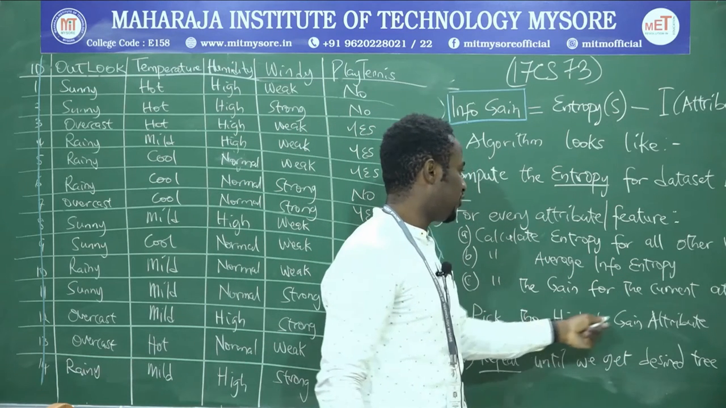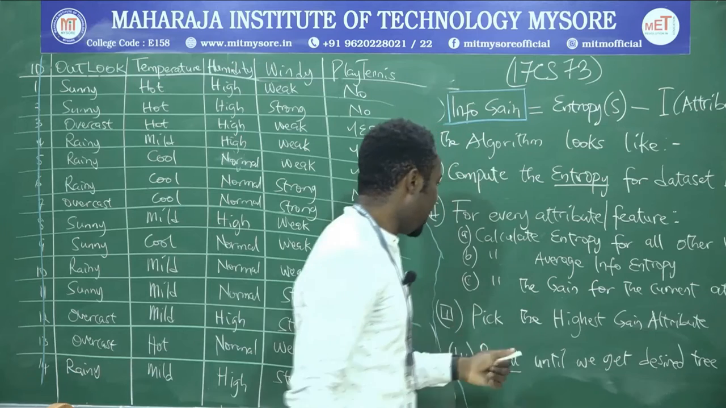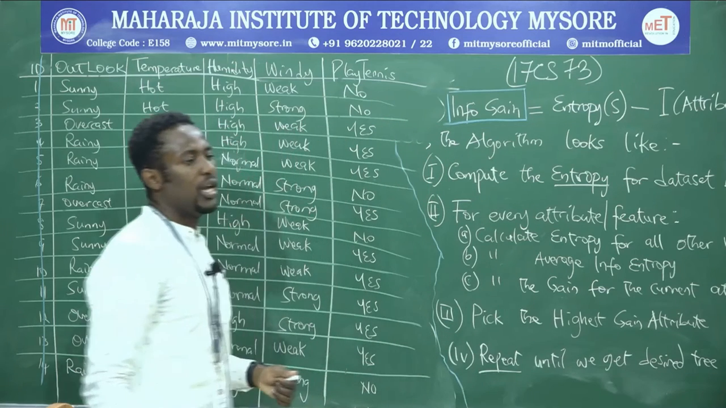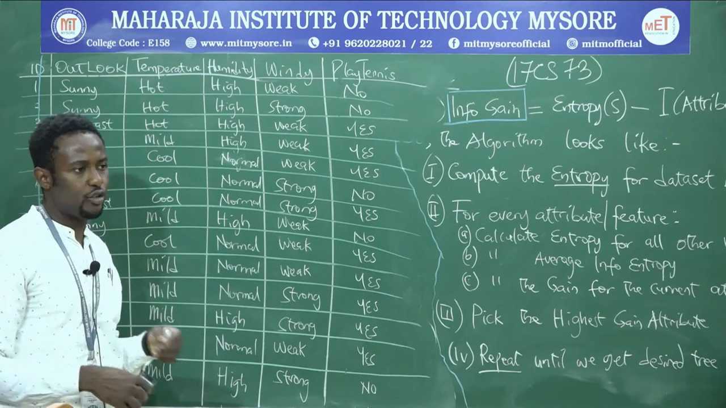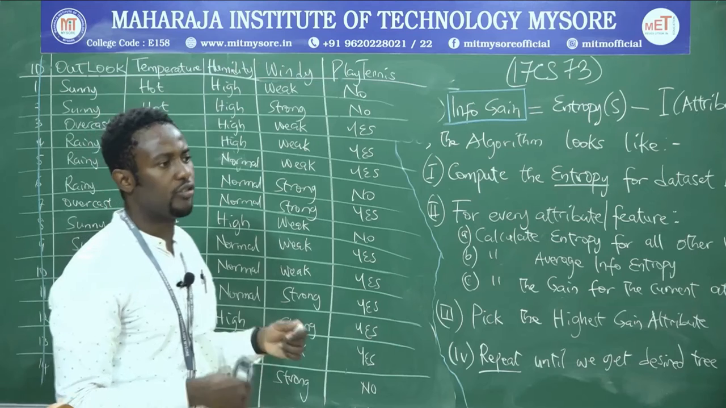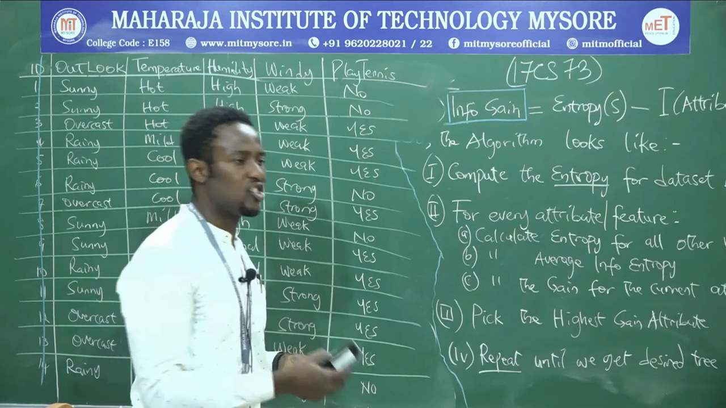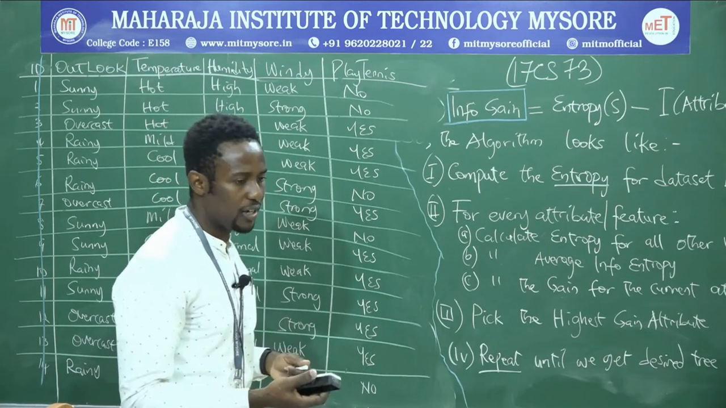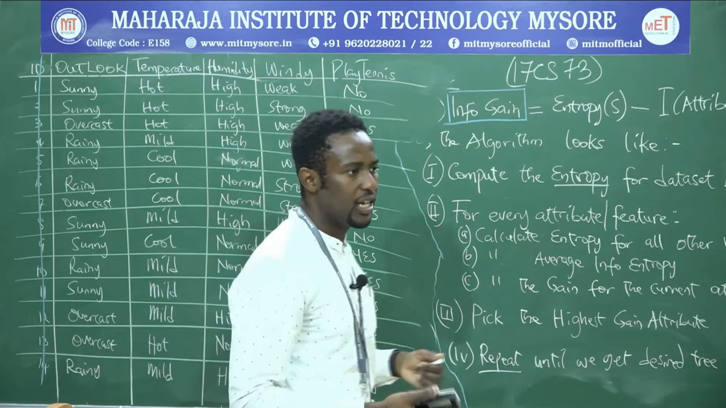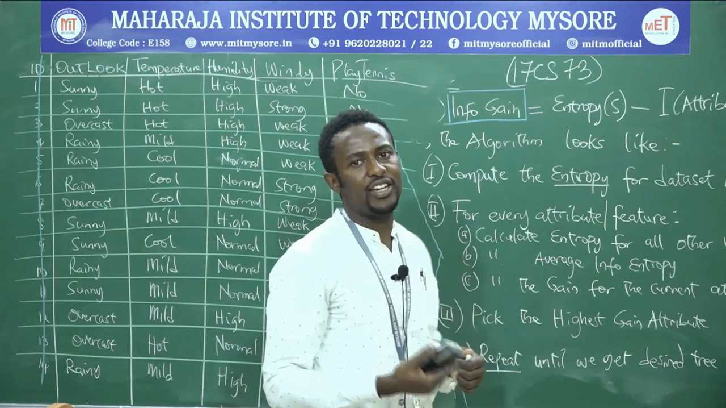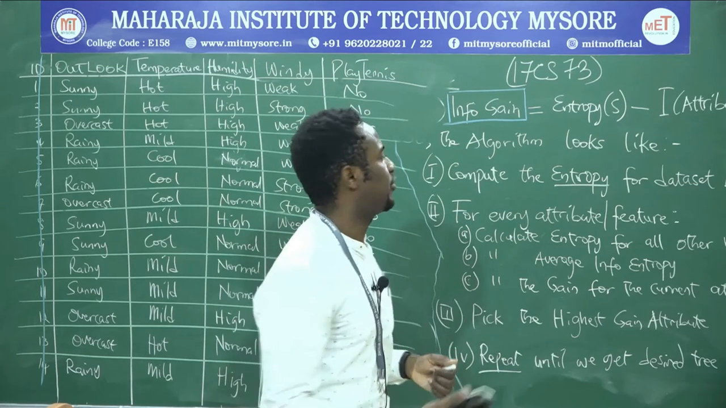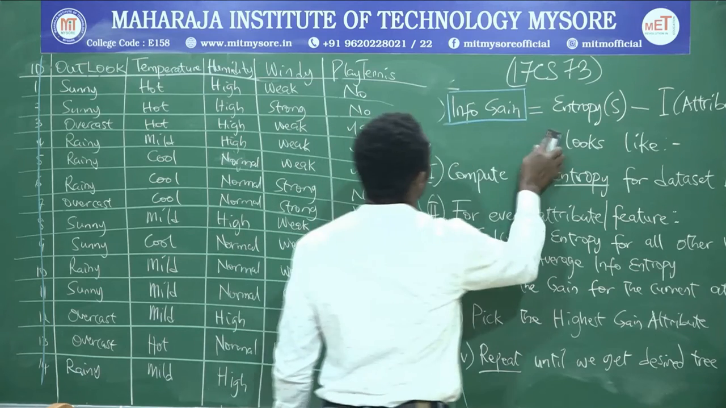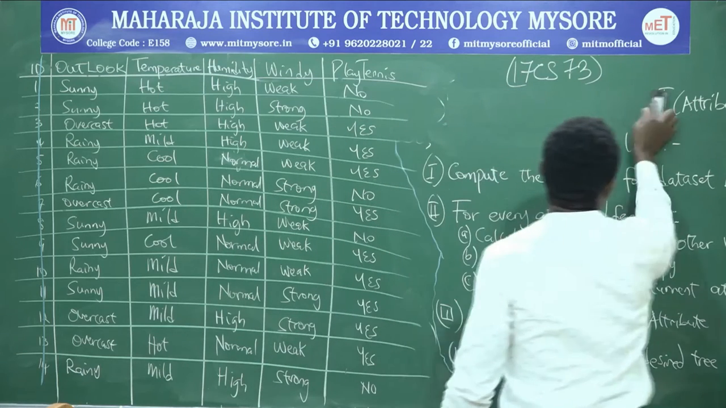After that, we calculate the average information gain. We calculate the gain for the current attribute. So we pick the highest gain attribute. And since it is iterative, we repeat this process of subdivision, dividing and checking, taking out the one which has the highest information gain until we arrive at a pure leaf. So I'm going to wipe this now, and enough of talking, let's get started.